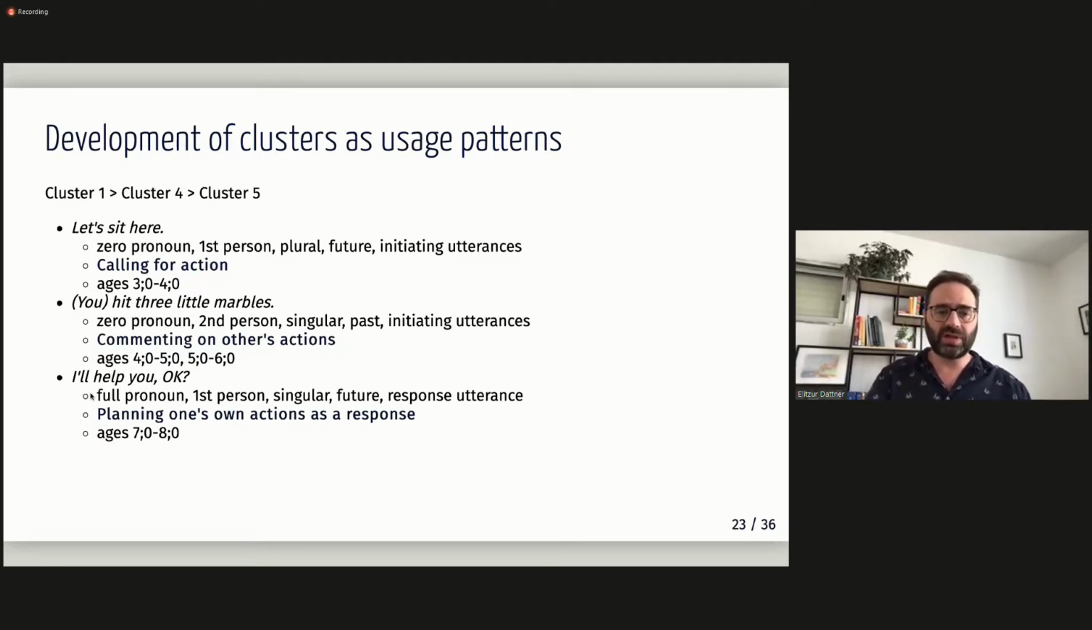And finally, we have cluster 5, "I'll help you", which is full pronoun, first person singular, future, and response utterances. It is used to plan one's own actions as a response to something in the context, and it is used mainly in the 7 to 8 years old.